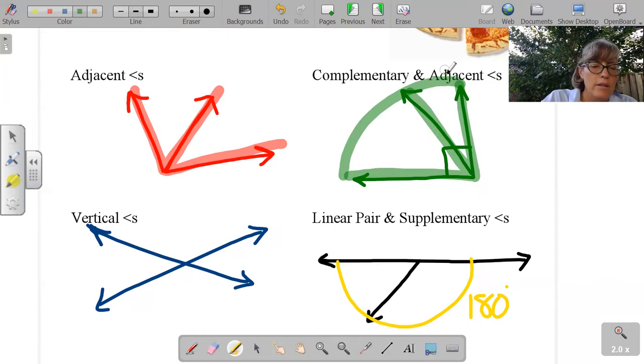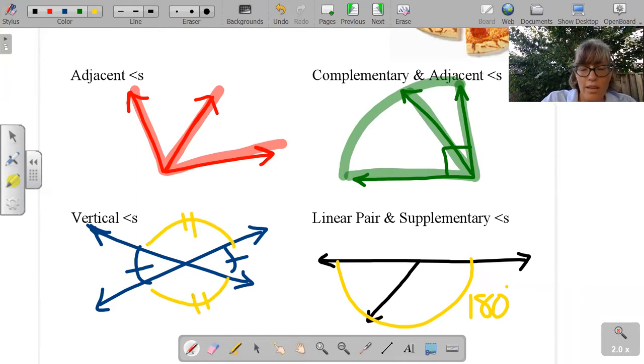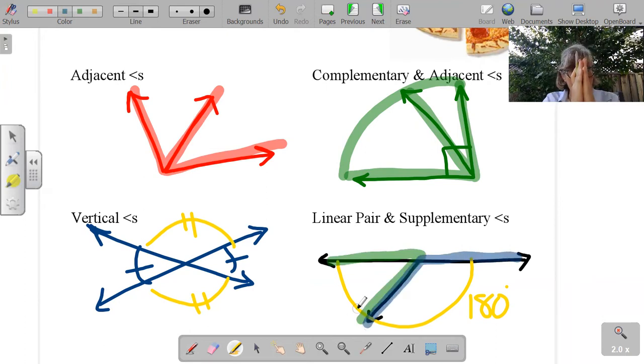which means back to back. Vertical angles are always congruent. Opposite angles, always congruent, like a bow tie. And linear pair: share a spine, make a line. So these two angles here and here share a common spine and make a line, which means they add up to 180. Those are the relational angles we talked about last class.